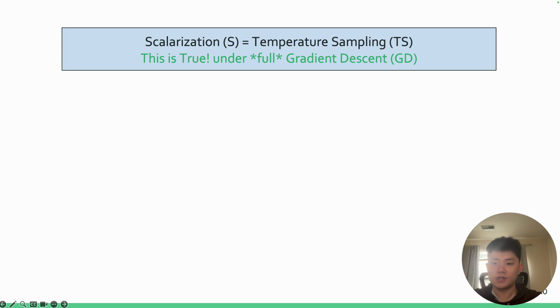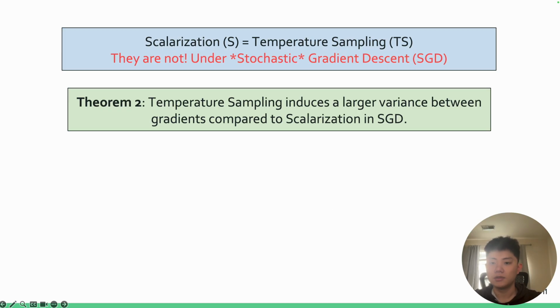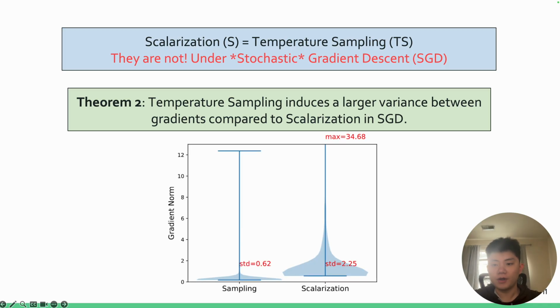First, it is well established that under full gradient descent, the 2 are equivalent, as you can simply set the weights to be the ratio between the sampling probabilities with and without the temperature, making the 2 equivalent. However, under stochastic gradient descent, the 2 are not. Specifically, we prove the following theorems. Temperature sampling induces a large variance between gradients compared to scalarization in its SGD. We empirically verify our hypothesis and show that sampling on the left violin plot does have a lower variance than scalarization, which is on the right violin plot.